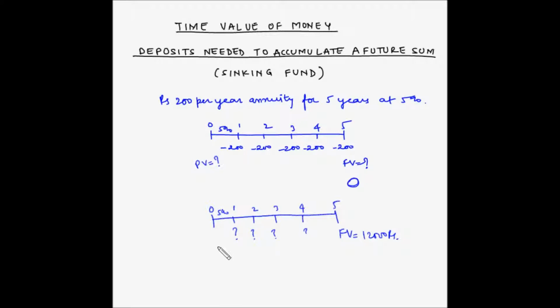From a calculation point of view, sinking fund uses the concept of finding out the future value of an annuity due or an ordinary annuity. The only difference is that instead of finding out the future value, we have to find out the annuity amount. So let us consider an example to understand this concept better.